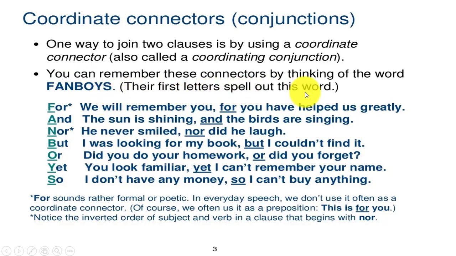The first letters spell out this word. F is for. The example is: we will remember you, for you have helped us greatly. The A is and. The example is: the sun is shining and the birds are singing. The N is nor. The example is: he never smiled, nor did he laugh. B is but. The example is: I was looking for my book, but I could not find it. The O is or. The example is: did you do your homework or did you forget?